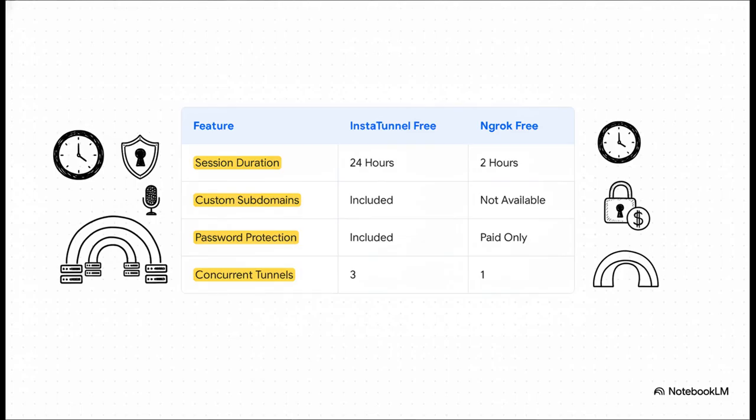That's long enough to fire it up and forget about it for the whole day, compared to just 2 hours on ngrok. Custom subdomains and password protection, they're included for free, while ngrok locks those behind a paywall. And you can run 3 tunnels at the same time versus just 1.